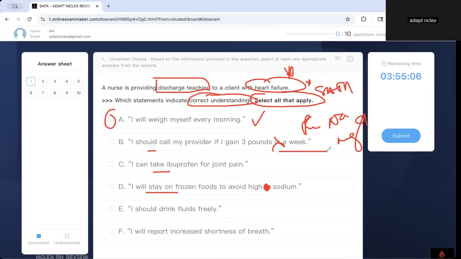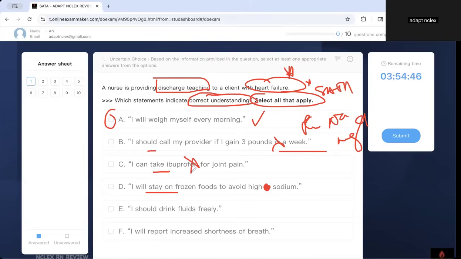I will take ibuprofen for joint pain. You know, ibuprofen, based on your content, is what? It retains fluid. And the whole premise of heart failure is to avoid fluid. Therefore, I can say no to ibuprofen. I will stay on frozen food to avoid high sodium.